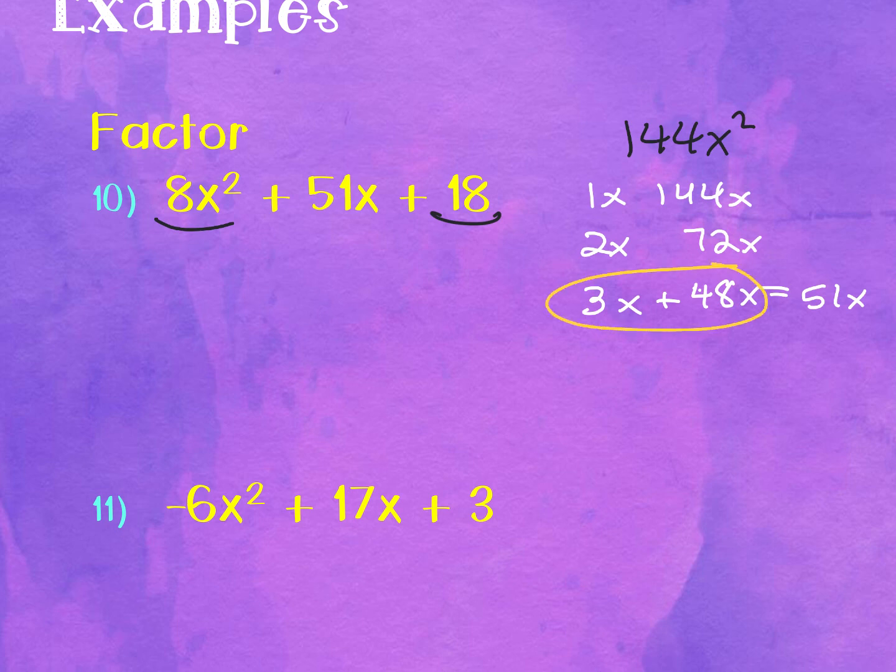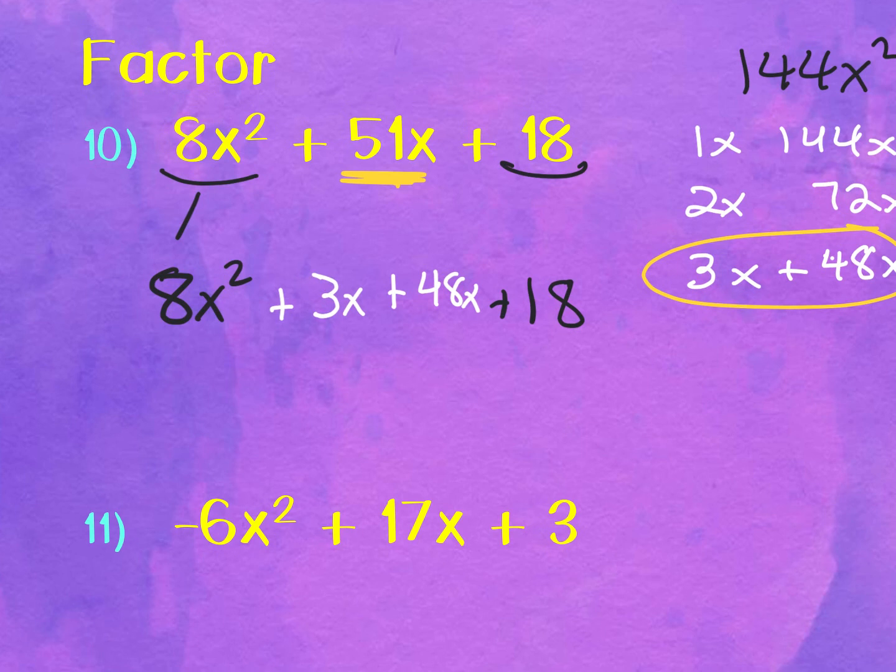I'm replacing these two with the middle. So rewrite the first one, the 8x squared, rewrite the last one, and replace the middle with those two factors. And again, the order you put them in doesn't matter. So if you want to put the 48 first, you can. Or you could put the 3 first. I'll go ahead and put the 3 first.